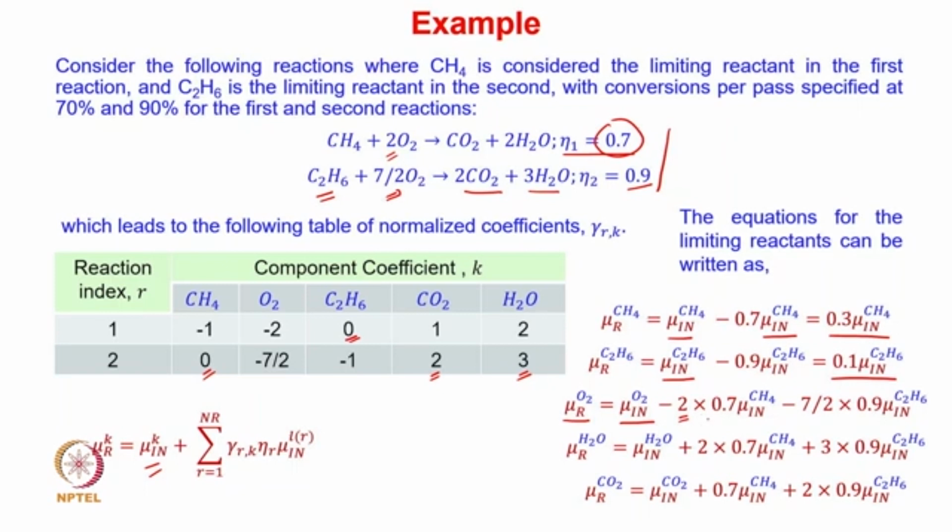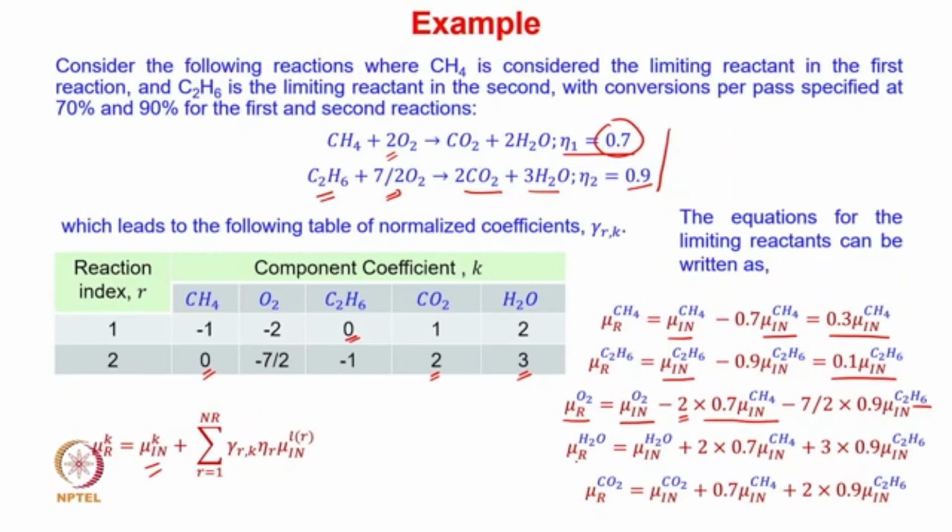the first reaction has a conversion of 0.7, so 0.7 mu in, and in this case mu in has to be represented in terms of the limiting component. So in the first reaction the limiting component is CH4, so that is why it is -2 into 0.7 mu in CH4. Similarly, in the second reaction it will be -7 by 2 into 0.9, which is the conversion, into mu in C2H6, because in the second reaction the limiting component is C2H6.